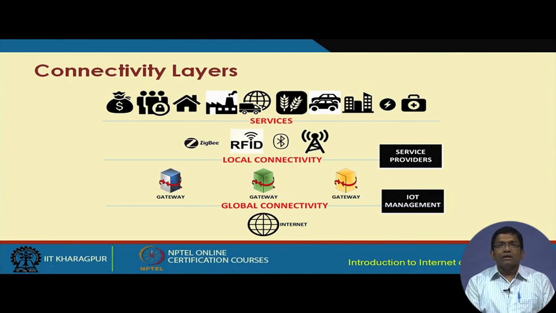In terms of connectivity, typically there are three layers of connectivity: service layer, local connectivity and global connectivity. For global connectivity, we have the internet. For local connectivity, we have components such as the gateway, and for service level, using different communication technologies such as these, different services can be offered to different application areas such as healthcare, agriculture, businesses, factories, plants, banks and so on.